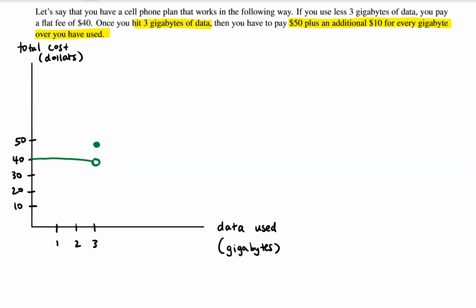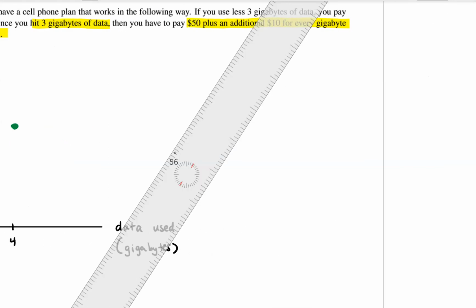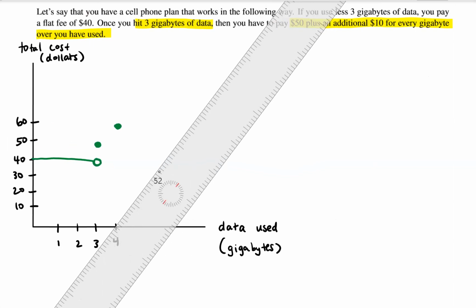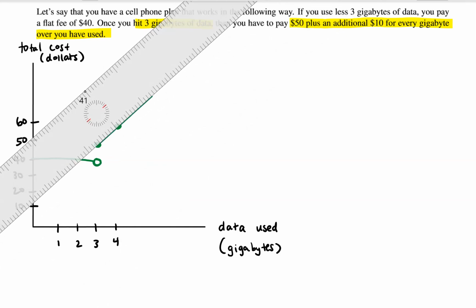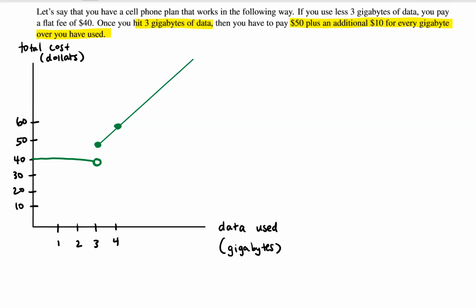And for every additional gigabyte that I'm using, I'm paying an extra $10. So here's 4 gigabytes. And if I use 4 gigabytes, then I am spending $60. And so that's going to go like that. And now I can connect that with a straight line that goes through these points here. And it's going to look something like that.